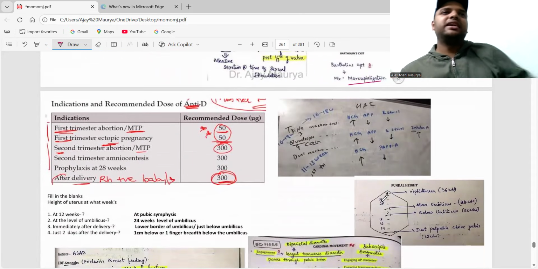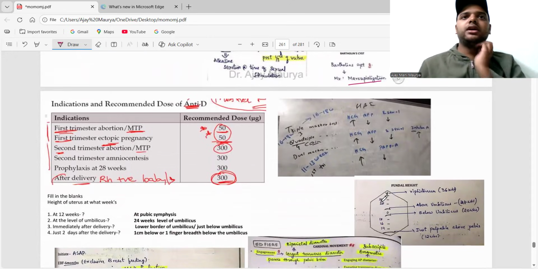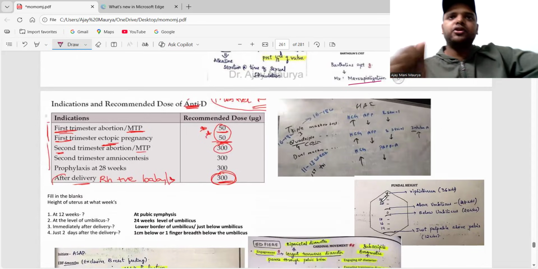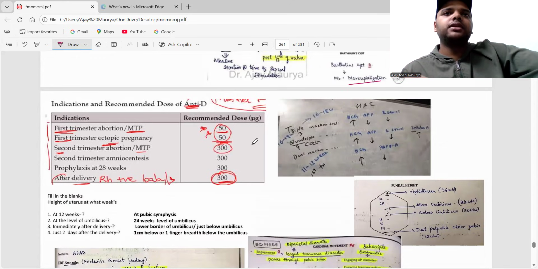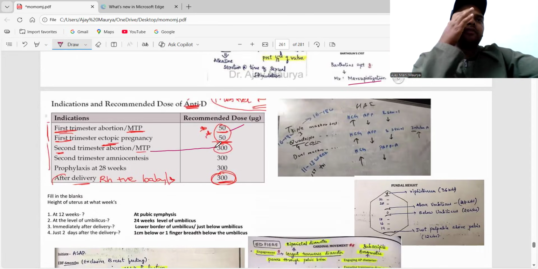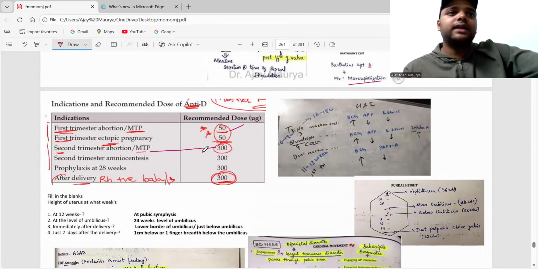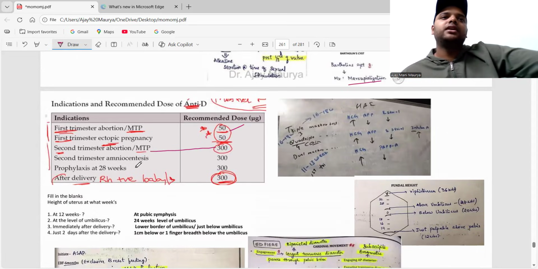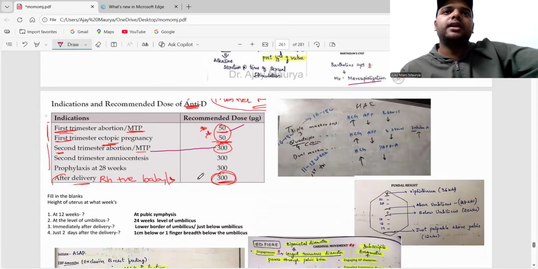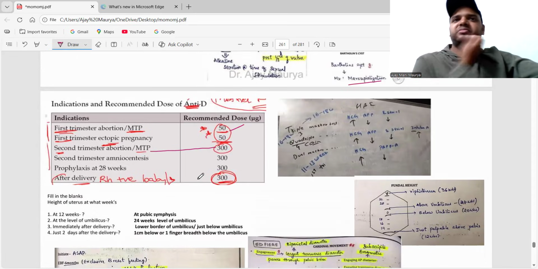See this one, the indications and the recommended dose of anti-D. In the first trimester abortion or MTP, the recommended dose is 50 microgram. Second trimester abortion, you have to give 300. For prophylaxis at 28 weeks, 300 microgram. After delivery of an Rh positive baby, you have to give 300 mcg. This is very, very important.